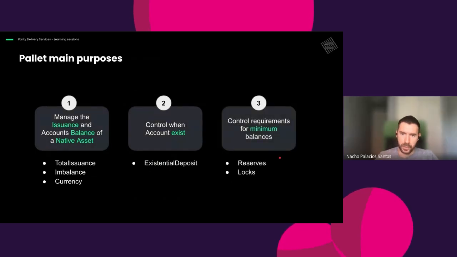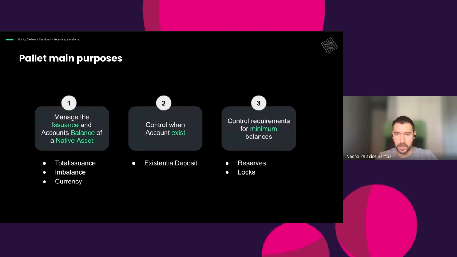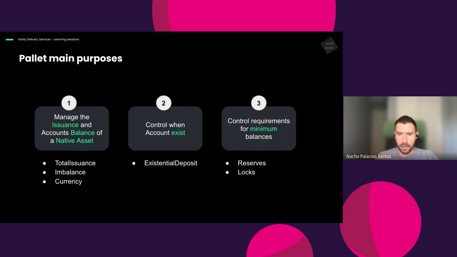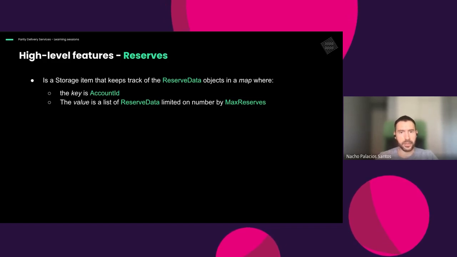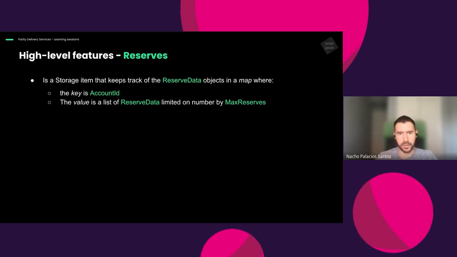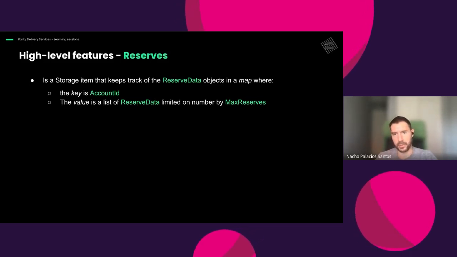And finally, the next and final purpose is to control requirements for minimum balances. For that, I'll explain what reserves and locks are. Reserves is a storage item that keeps track of reserve data objects in a map where the key is an account ID and the value is a list of reserve data, limited in number by max reserves.